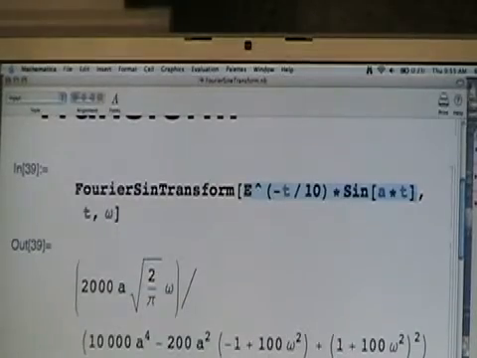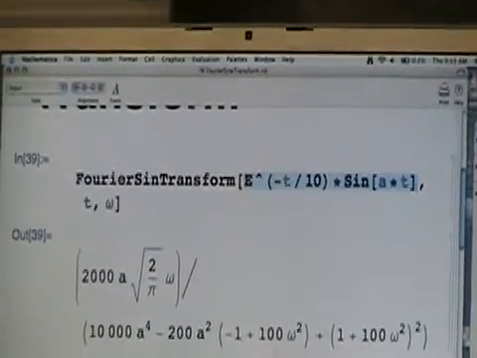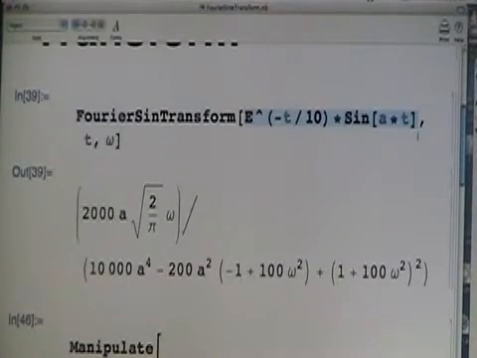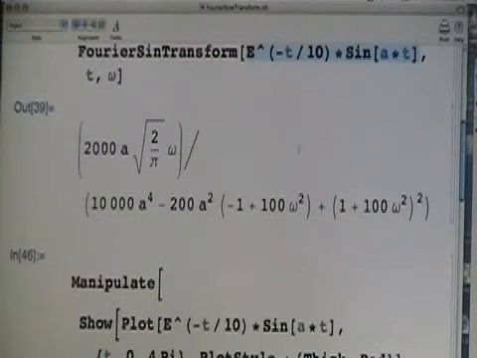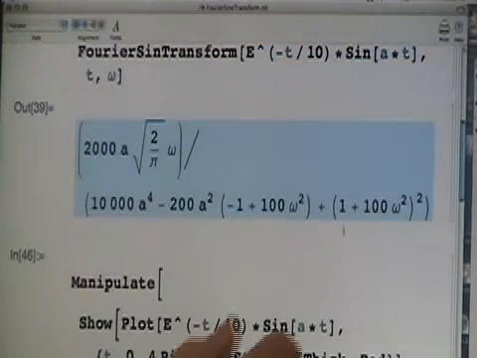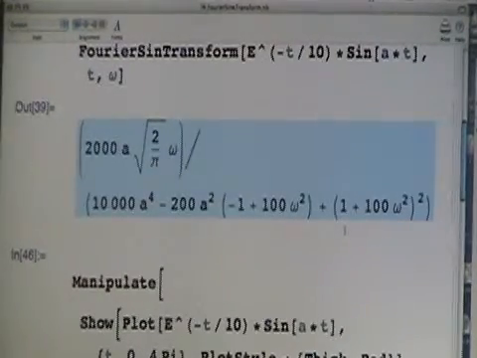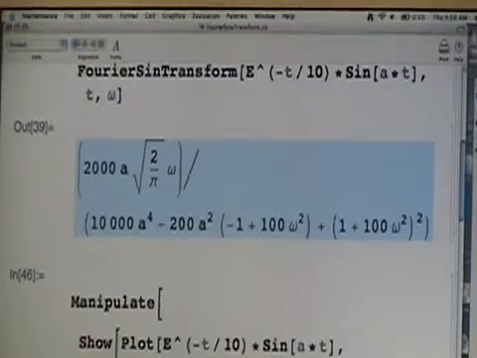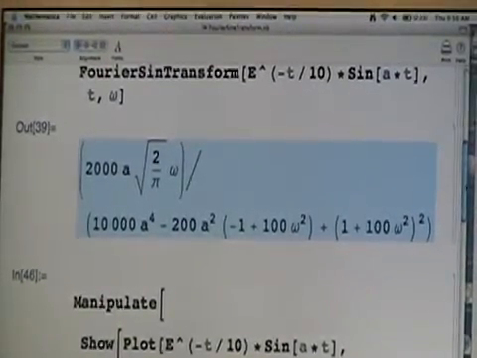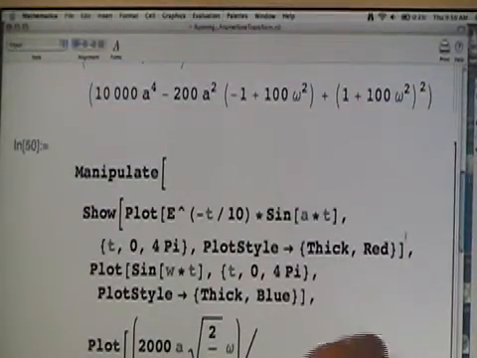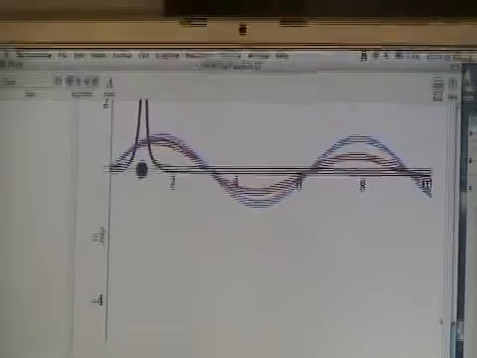Just like the Laplace transform, this gives you a new function in a new variable. The traditional variable for this is actually omega. And this beautiful thing right here ends up being, as a function of omega, the Fourier sine transform of my e to the negative t over 10 times sine of at. Real beautiful to look at, I'm sure. But what's more interesting is to think about what this means with some graphs.